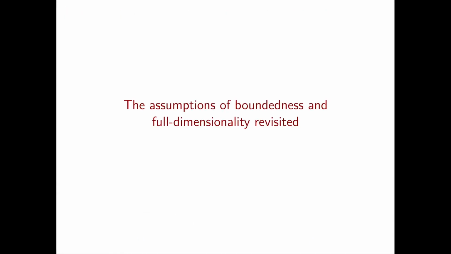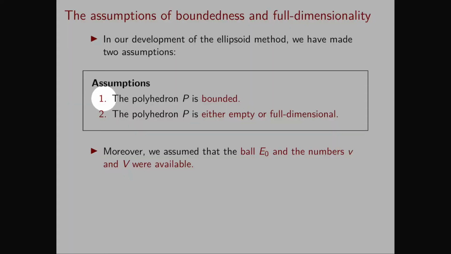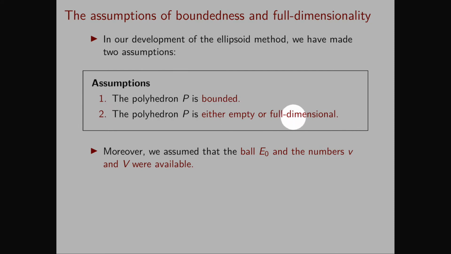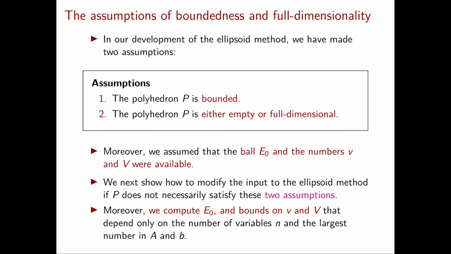Now that we've also understood how the ellipsoid method looks like in dimension 1, let's get back to our assumptions of boundedness and full dimensionality. Recall that in our development of the ellipsoid method so far, we have made the following two assumptions. First, that the polyhedron P is bounded, and second, that the polyhedron P is either empty or full dimensional. We also assumed to have in input the ball E0 containing P and the numbers v and capital V. The next thing that we want to do is to show that the ellipsoid method can be modified so that it works even if these assumptions are not satisfied.